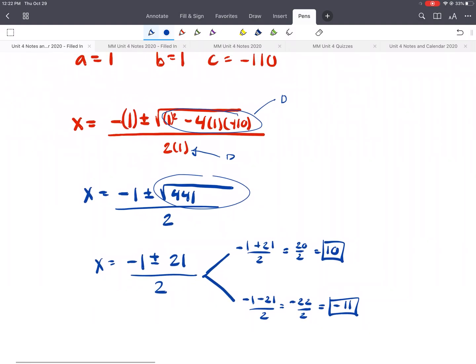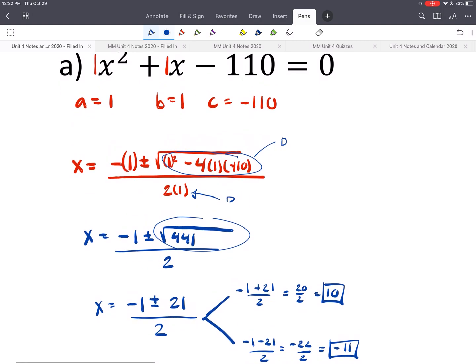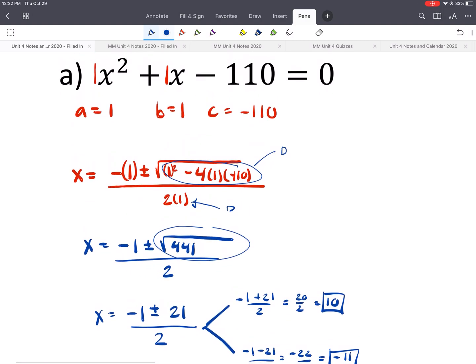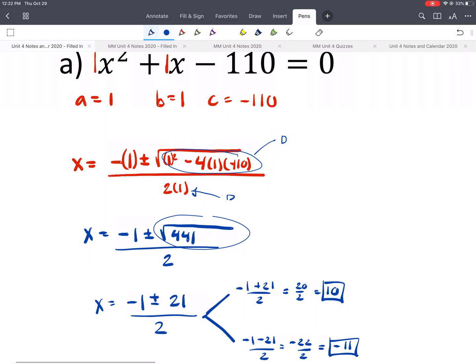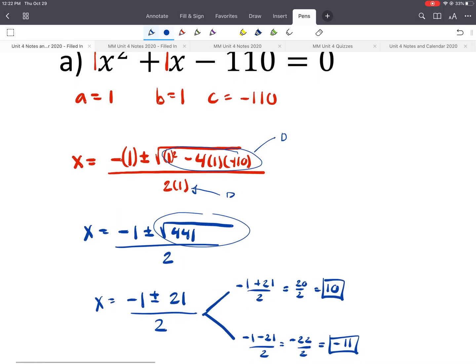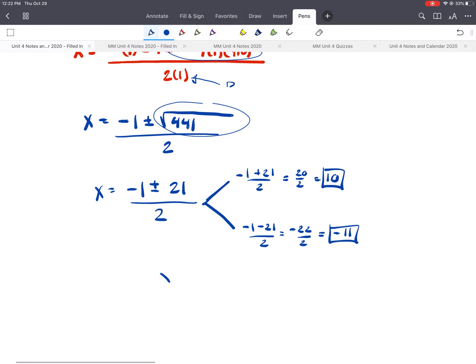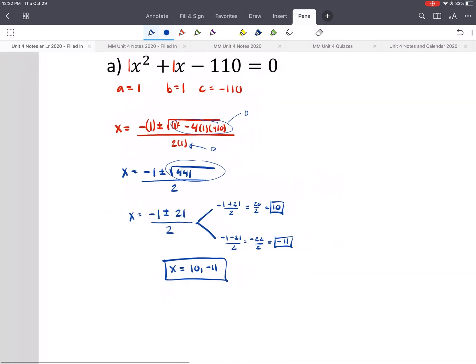So looking at that, since these are whole numbers and they're kind of nice numbers, we could have done factoring for that problem. Those would be the 2 things that would multiply to give us a negative 110 and add to give us a 1x. So we could have done it that way, but for this lesson I'm asking you to do it with the quadratic formula. Okay, but on the test, you could choose which one you wanted to.